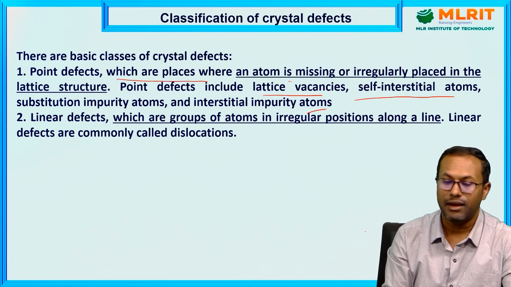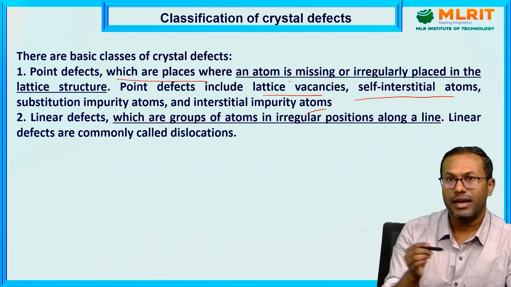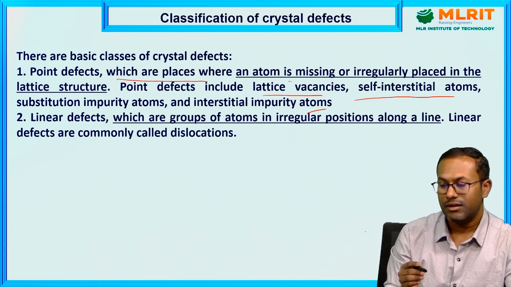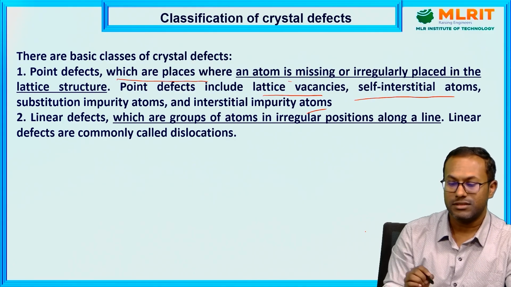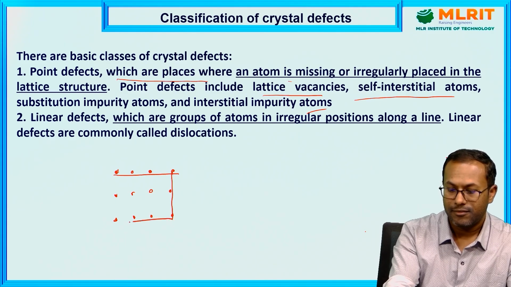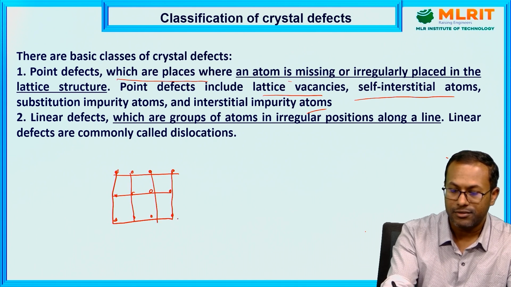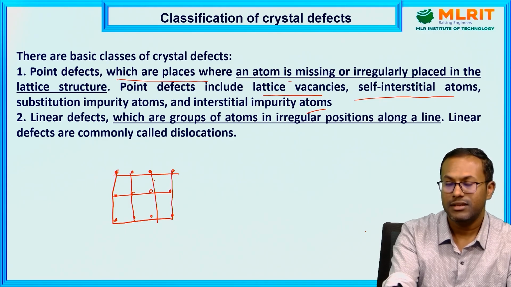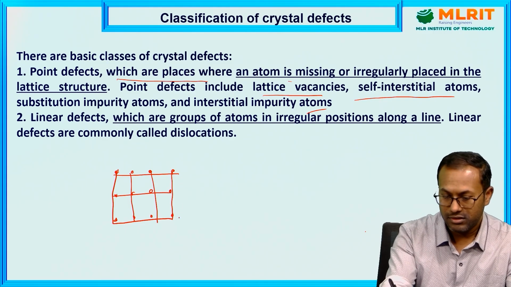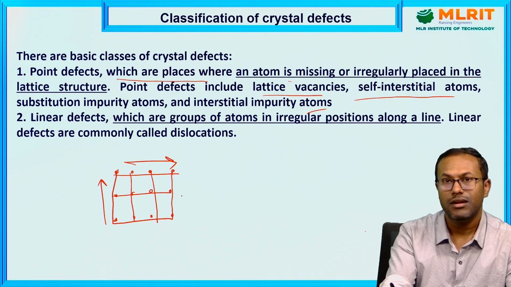Another is linear defect or line defect. So what is a line defect? Suppose it is a regular and periodic array of atoms. If dislocations happen or periodicity breaks along a particular line of a crystal structure, this is my crystal structure. Along a particular line, in this direction or that direction, if the symmetry breaks, then it is called a line defect.